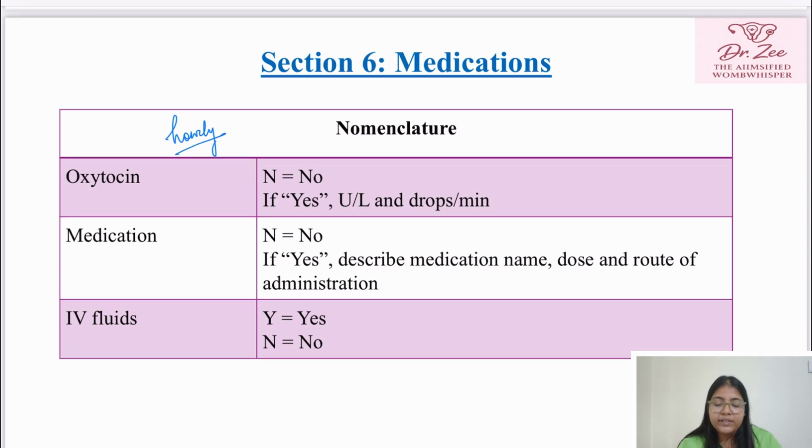Now comes section 6, that is medications. So you plot it hourly, whatever medication you are giving, you just write it there. For oxytocin there is a section, so if you are giving oxytocin write yes, and if it is yes then you write it in units per liter and drops per minute. If you are not giving, just write N. Okay, similarly if you are giving any other medication, insulin, magnesium sulfate, you just write the name, dose and route of administration. If not, then N. Similarly for IV fluids, yes or no.